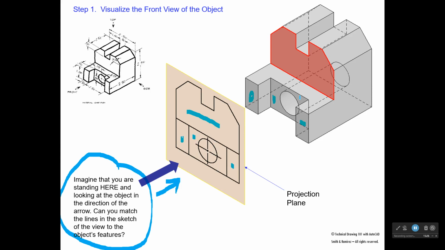We see the true diameter of that hole because we're looking straight down the bore of that hole in our front view. So this is what the front view will look like.